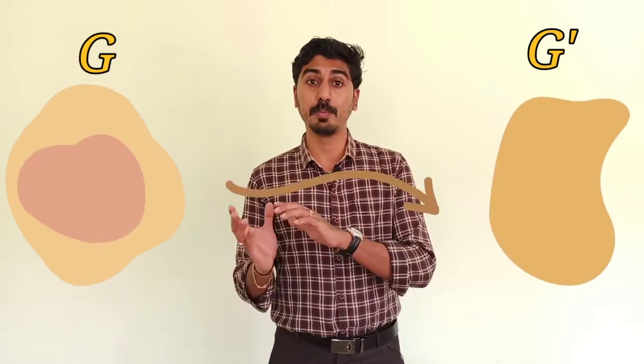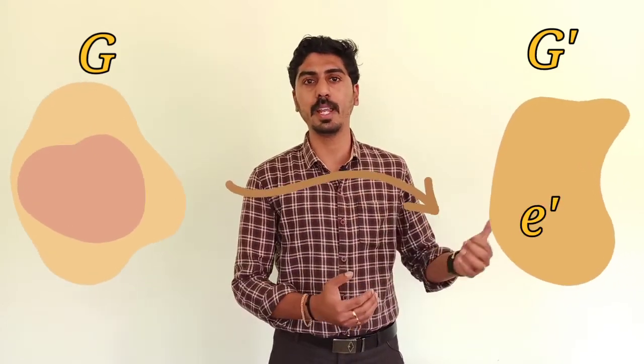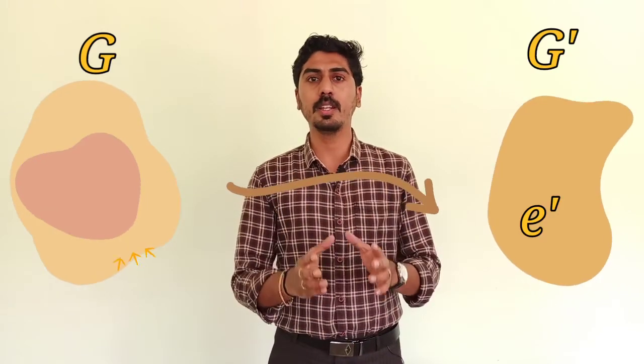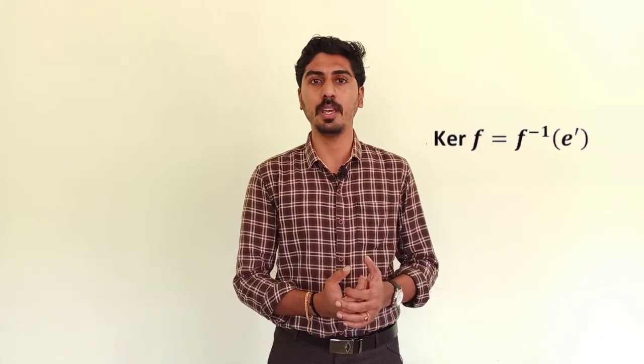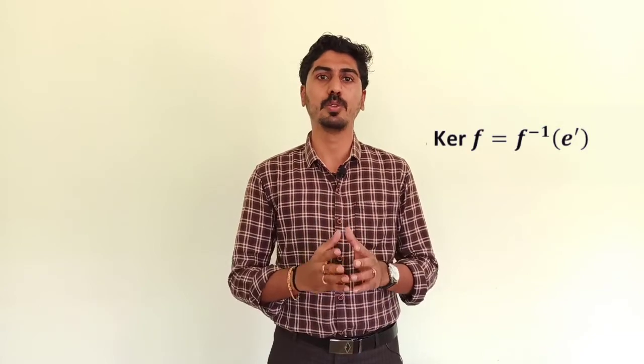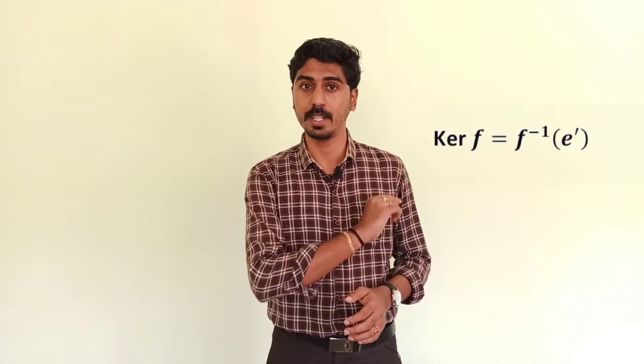Again, I consider a group homomorphism f from group G into group G dash. Now the set of all elements in group G which map to the identity element of group G dash is known as the kernel of homomorphism. Suppose E dash is the identity element of group G dash, then the kernel of the function f is in fact equal to the set f inverse of E dash.